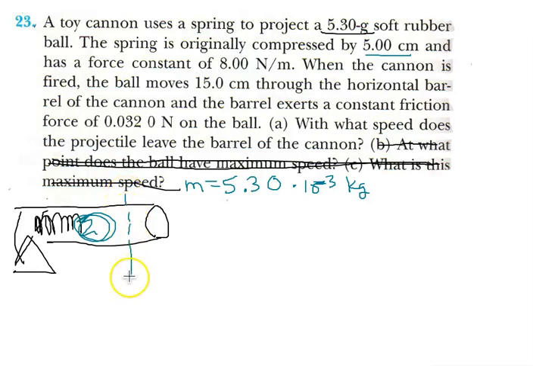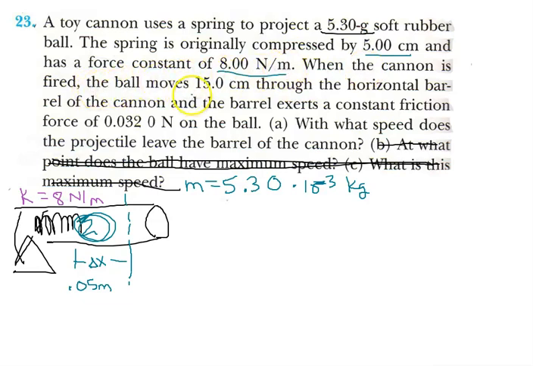So this is where the spring wants to be. And the delta x initial is 0.05 meters. And it has a force constant of 8 newtons per meter. So that's going to help us find the spring stored energy. We don't need to convert, thank goodness.